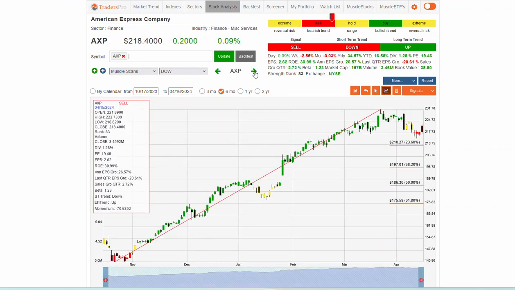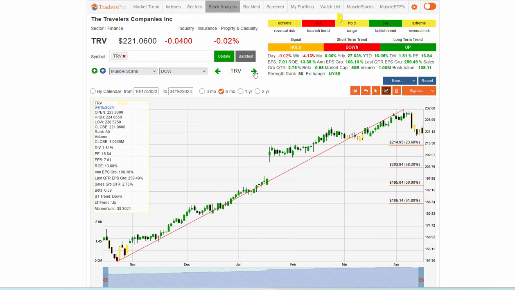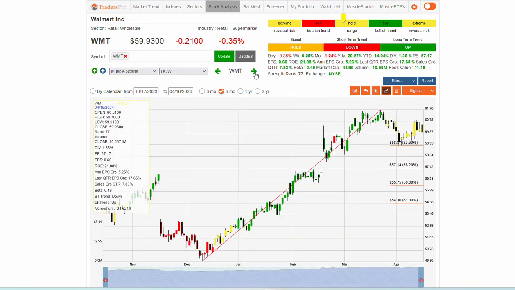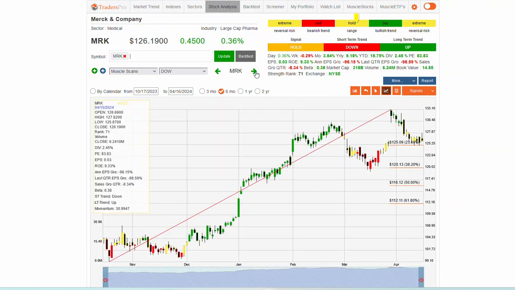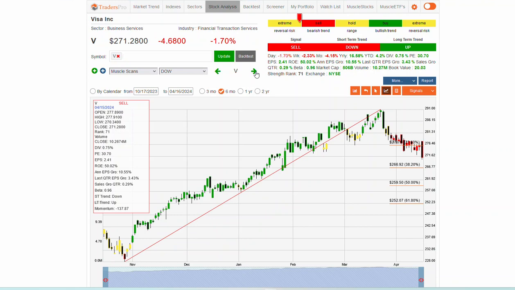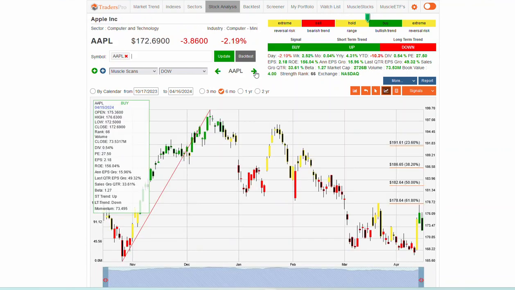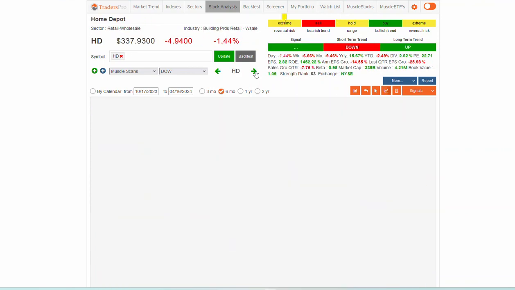JP Morgan, you're seeing weakness there. TRV, which is Travelers, some strength. Goldman Sachs, but you can see the leaders are now retraced back to this level. These are the leaders. Once we get through this list a little bit lower, you're going to start to see where the bulk of these stocks already are. Visa, Disney, ExxonMobil, which is a leader, Apple, which has been in a large downtrend already, Home Depot weakening.